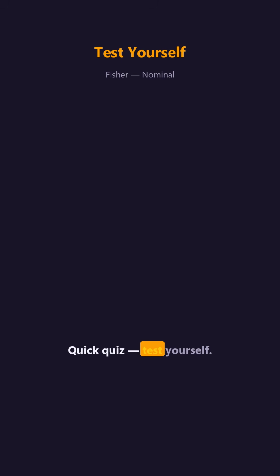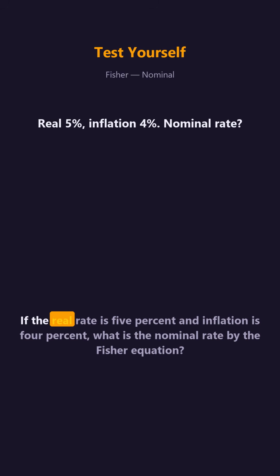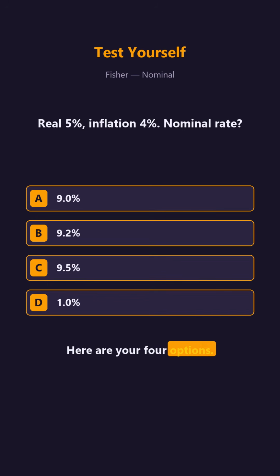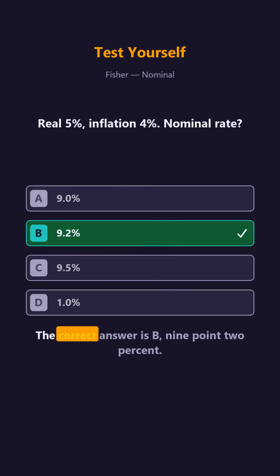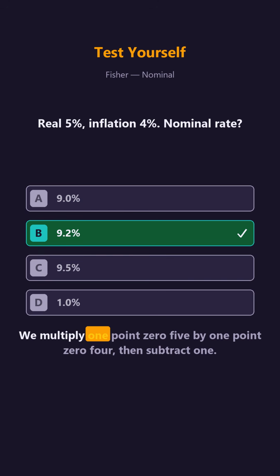Quick quiz, test yourself. If the real rate is 5% and inflation is 4%, what is the nominal rate by the Fisher equation? Here are your 4 options. Pause the video and solve it now. The correct answer is B, 9.2%. We multiply 1.05 by 1.04, then subtract 1.